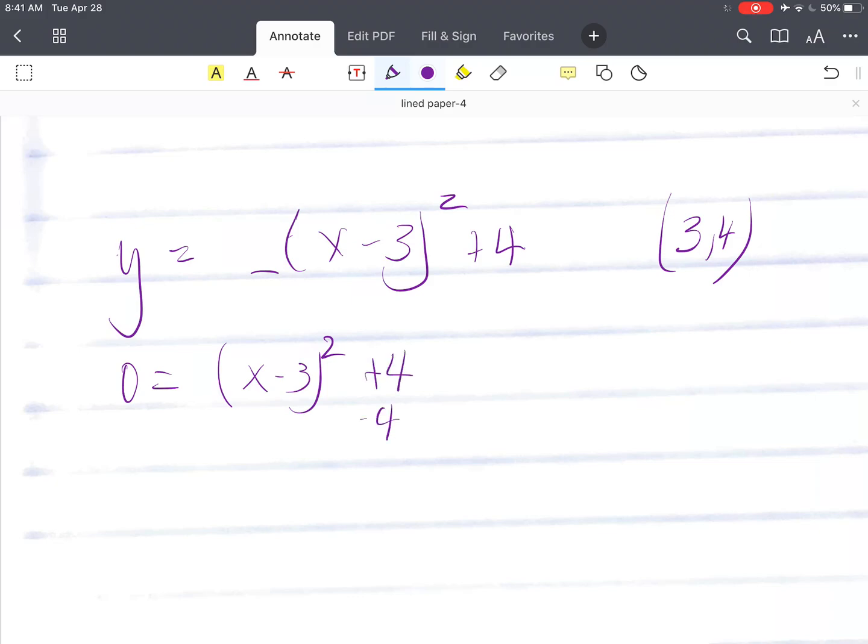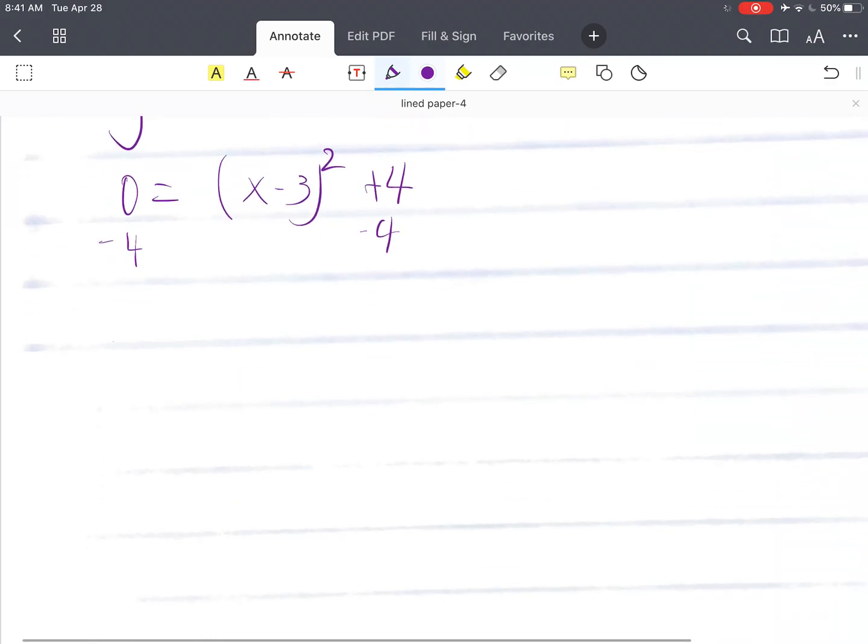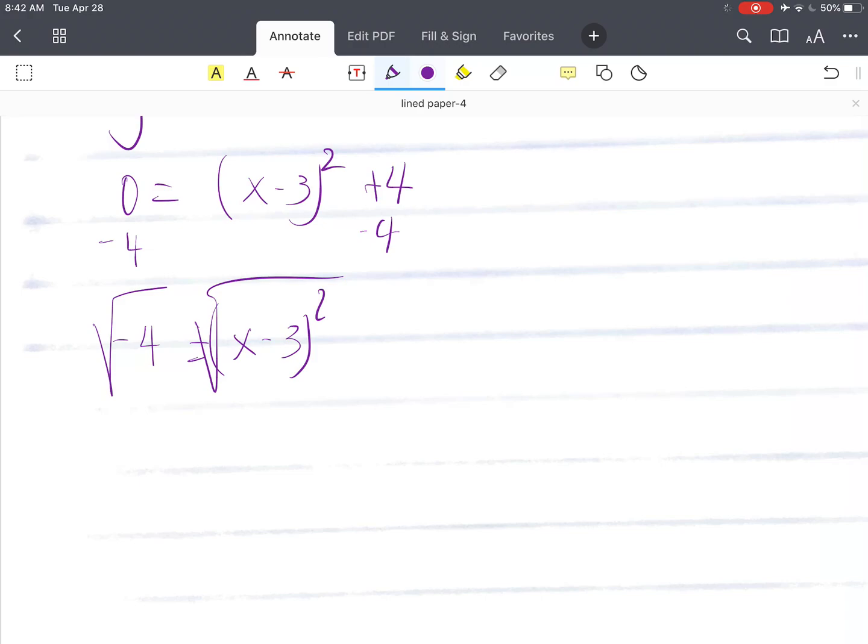So we set this equation equal to 0. (X minus 3) squared plus 4. We're going to subtract 4 from both sides. So now we have -4 is equal to (x minus 3) squared. And then here, this is where we run into issues. We get x minus 3 on the right, but we have plus or minus the square root of -4.